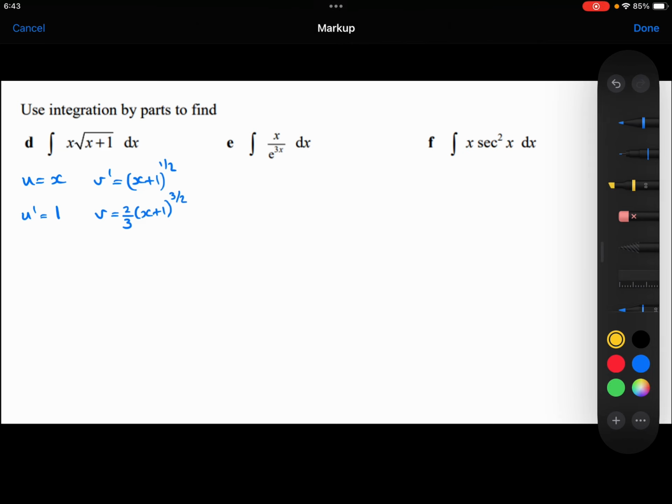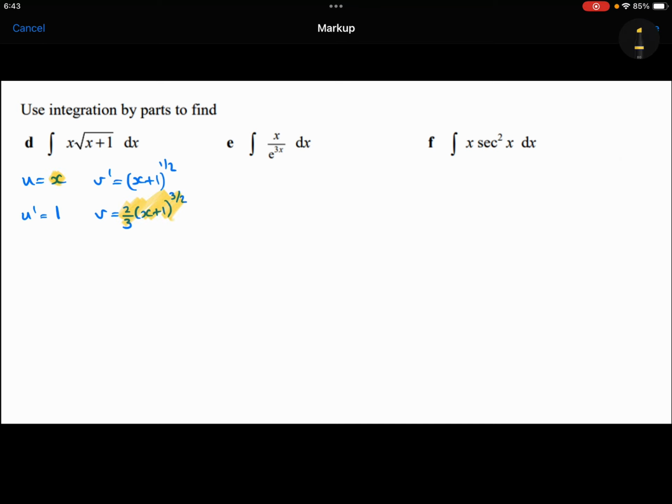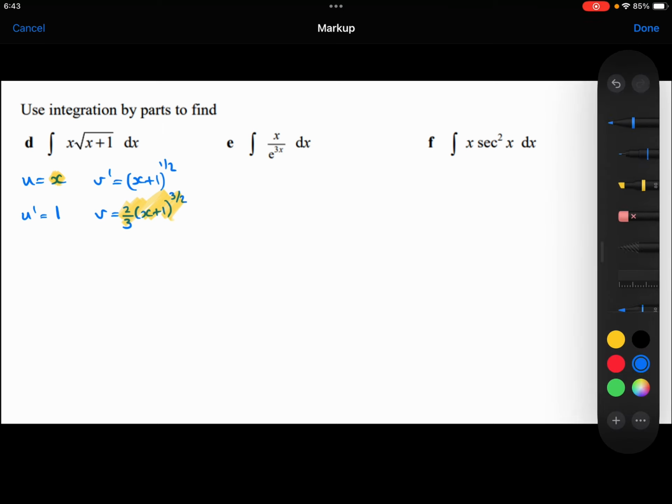Now applying the by parts formula. So u times v minus the integral of u dash times v. Now we can integrate that 2/3 x plus 1 to the power of 3 over 2.